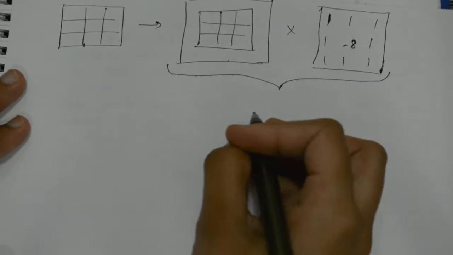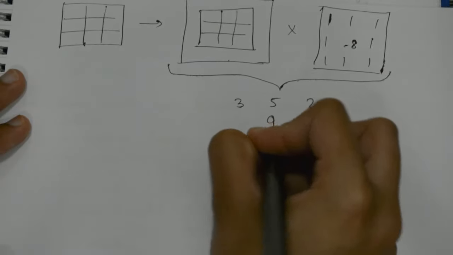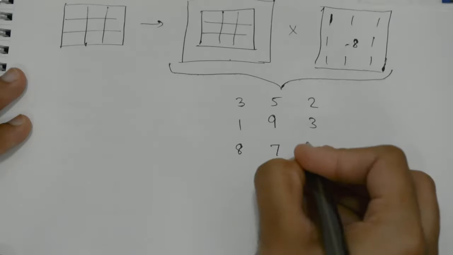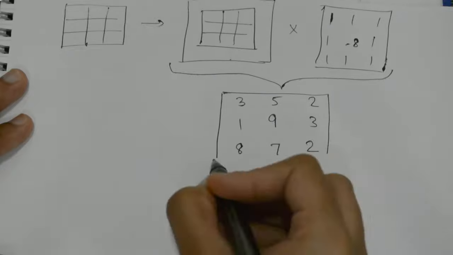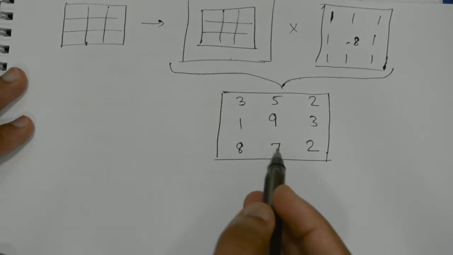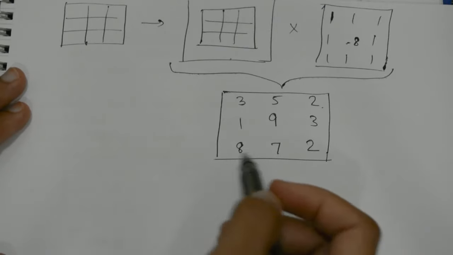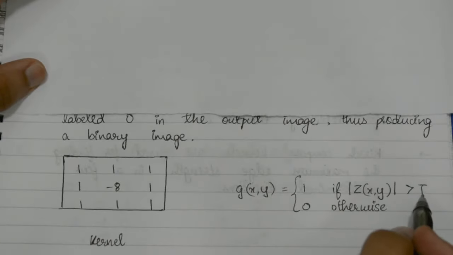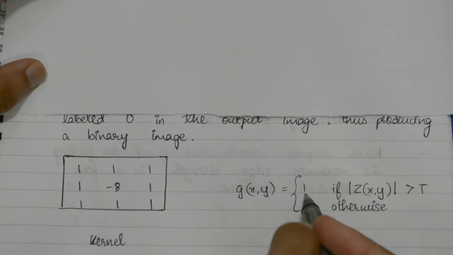Suppose the result is 3, 5, 2, 9, 1, 3, 8, 7, 2. Then we'll check each of these pixel values with the threshold value. The threshold value will be given in the question, and that is known as T. We have to check if it is greater than T, then the value would be 1, and it would be 0 otherwise.